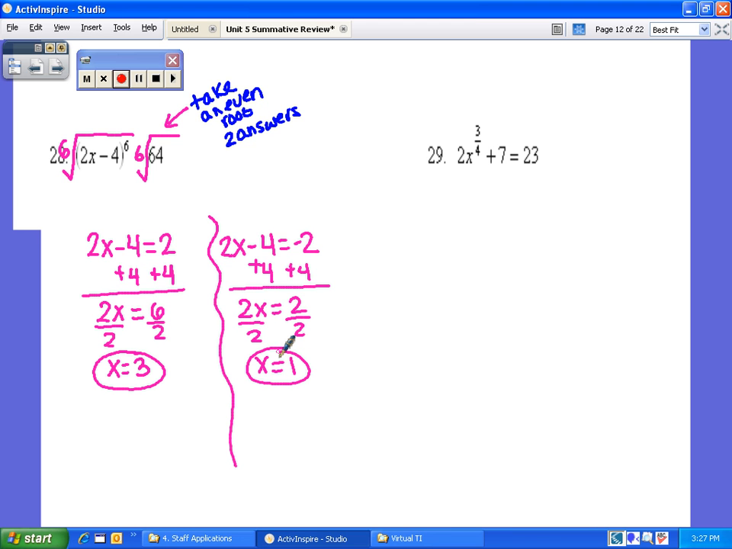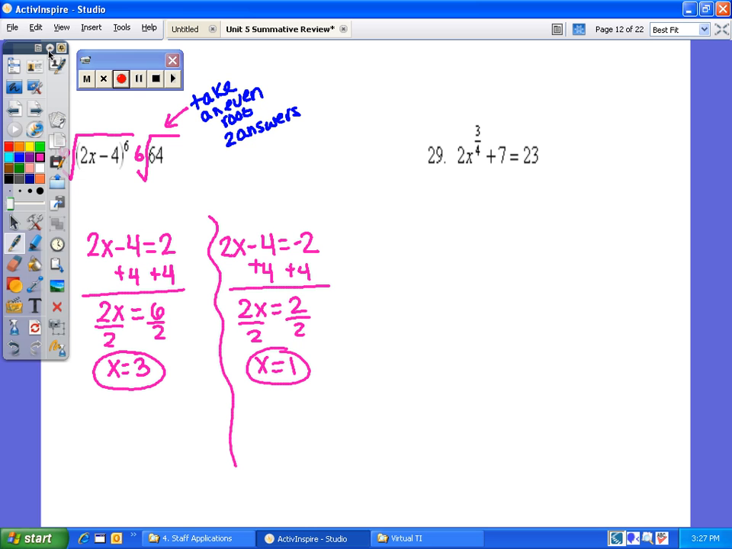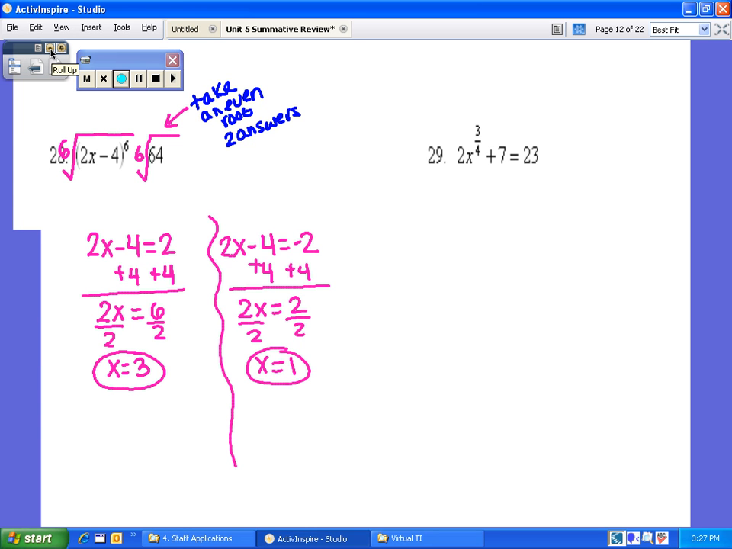So you want to make sure that these are both correct by checking both answers. So first I'm going to check 3. So 2 times 3 is 6. 6 minus 4 is 2. And 2 to the 6 does equal 64.